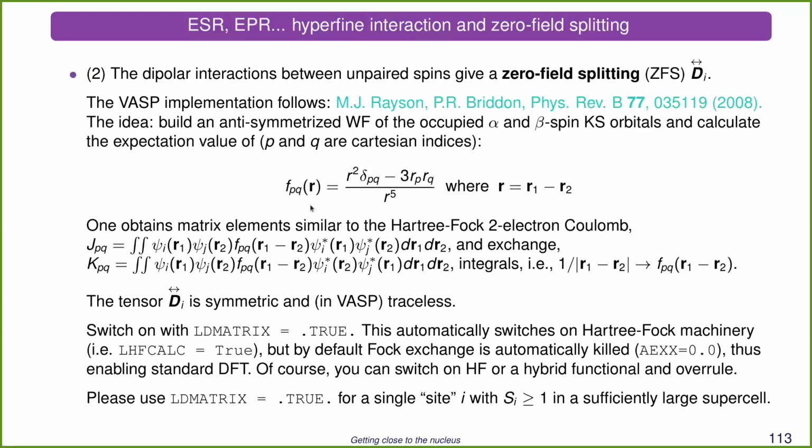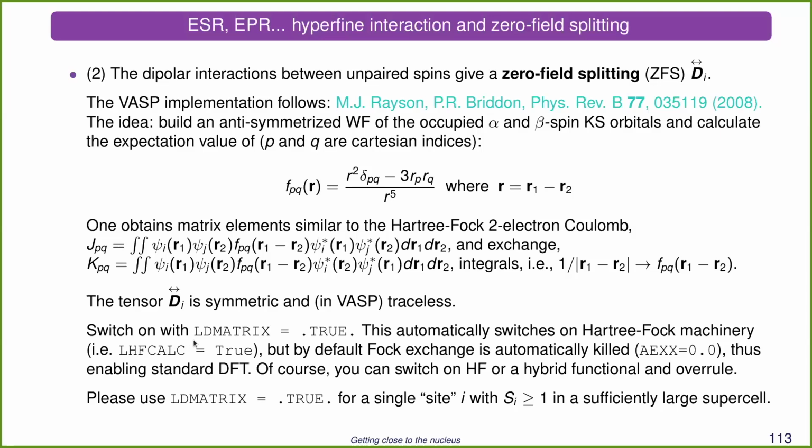And that means that all the Hartree-Fock machinery that is present in VASP can be used to calculate this. In Hartree-Fock, you would just have the Hartree-Fock kernel in here. And now this thing goes in here, and you find your D's. I think it is symmetric. I'm not entirely sure. And I also think it is traceless, but this is also not entirely sure.